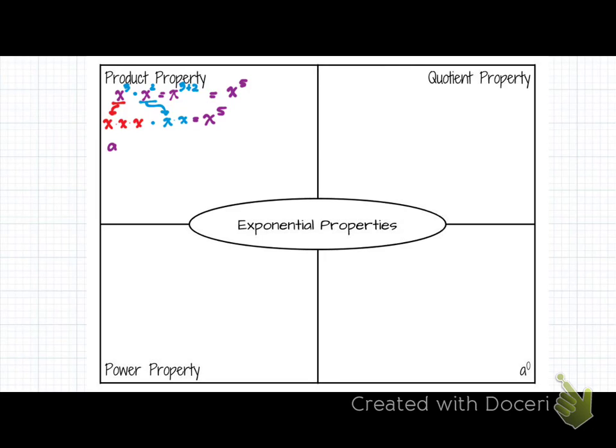So here's an example of this working out. Let's say we had a cubed b squared times a to the 4th b to the 1st. What's the answer? Well, you take your a's. They have the same base. We're going to have a cubed times a to the 4th, which is a to the 7th. And then we have b squared times b to the 1st, which is b cubed. Okay? Easy, right? Any questions on the product property?